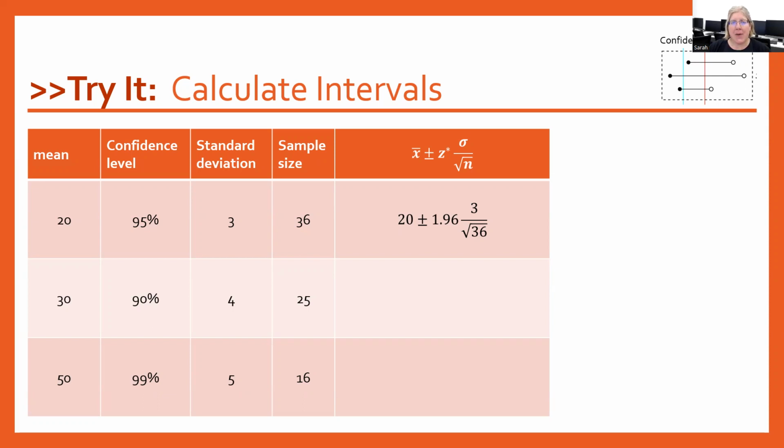So one quick note about this, if you're doing this in a calculator, I typically tell students to do the margin of error first. So calculate 1.96 times 3 over the square root of 36. And then it makes it a lot easier for you to go 20 minus that value, and that'll give you your lower end, and then 20 plus that value will give you your upper end. So this first one is 19.02 to 20.98. So those would be the endpoints of our range.